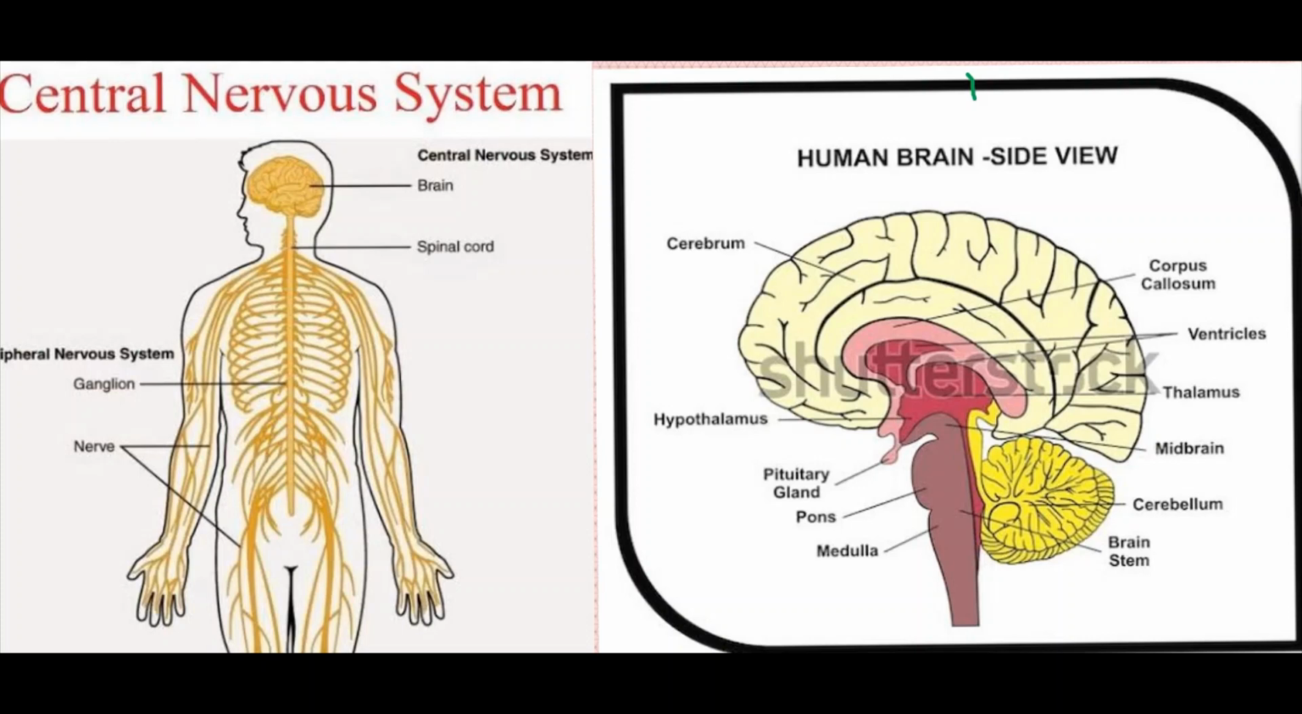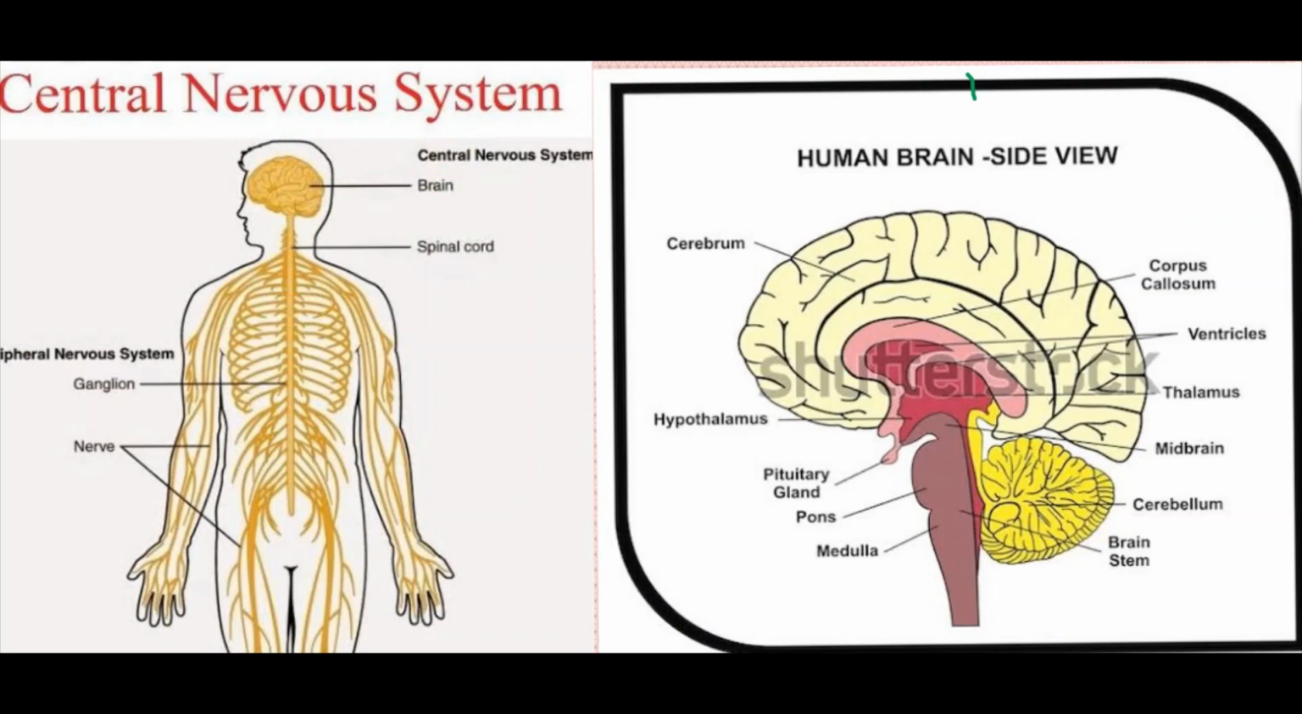The CNS acts as the center for information processing and control. The central nervous system consists of the brain and the spinal cord.